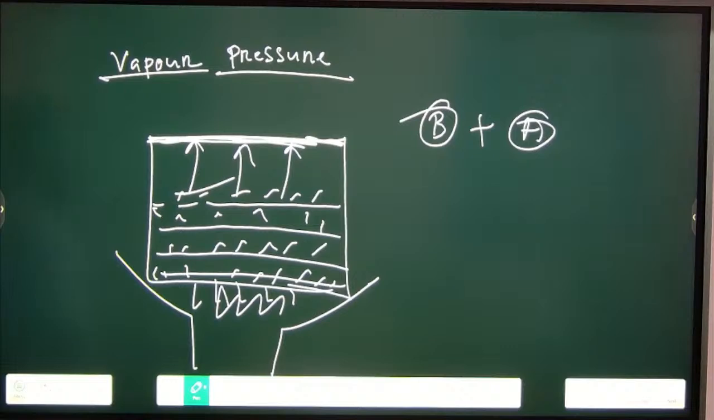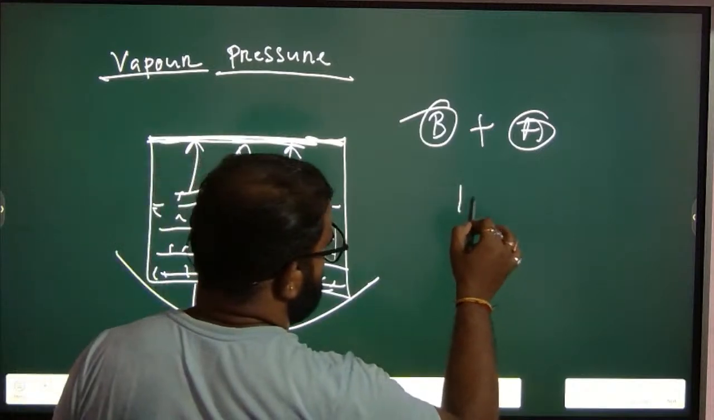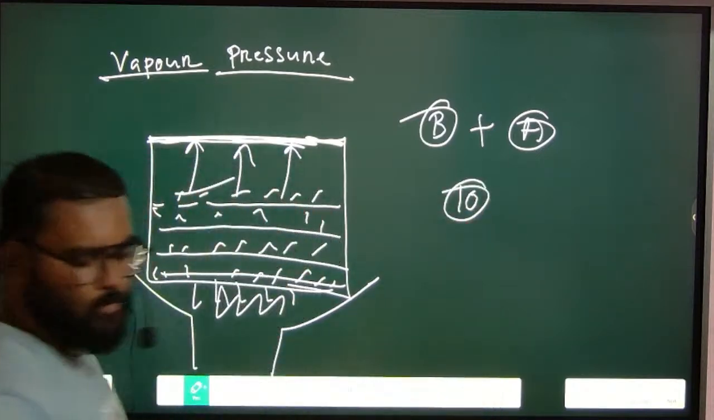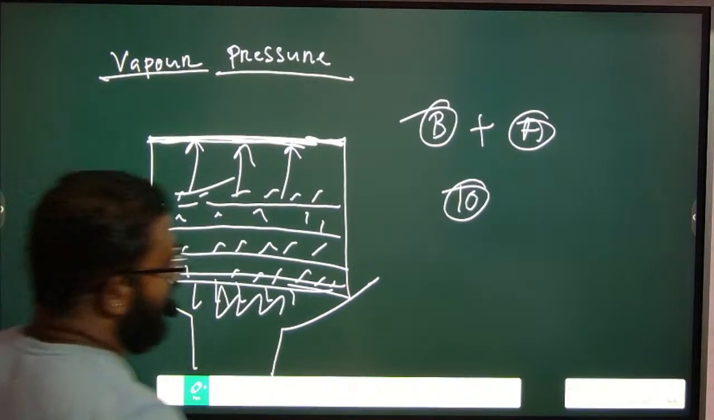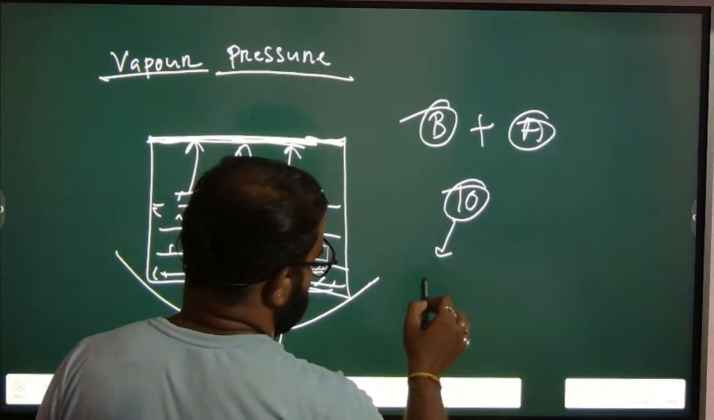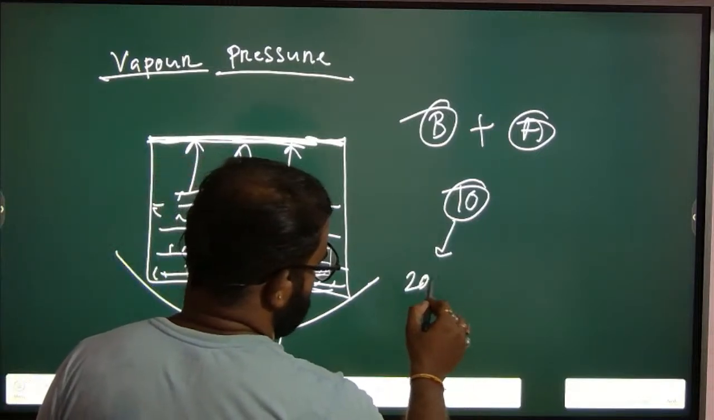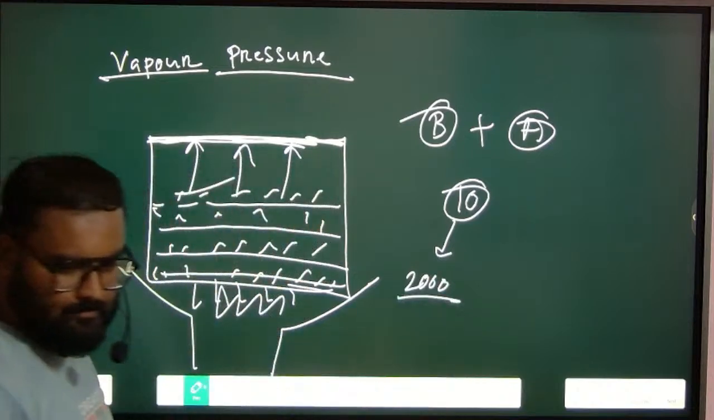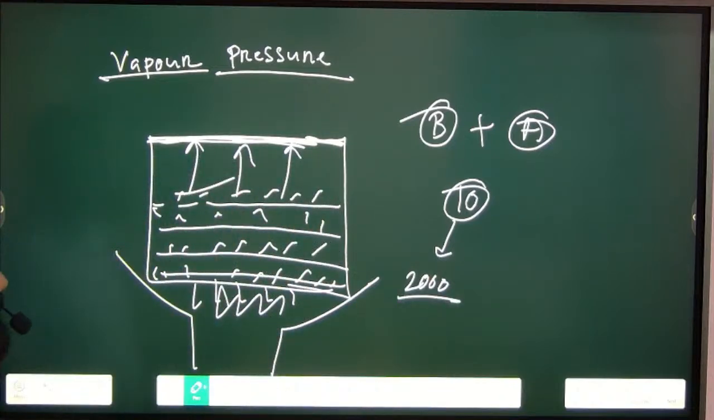Okay. Now suppose in a classroom, suppose there are 10 students. Everyone pays 2,000 each. What will be the income of the teacher from this batch?